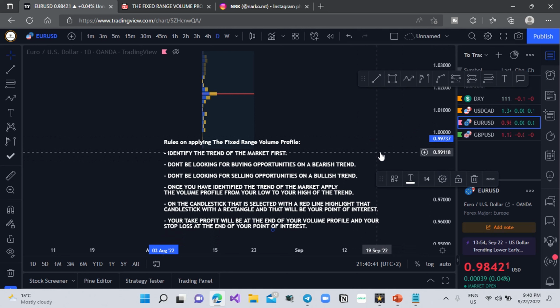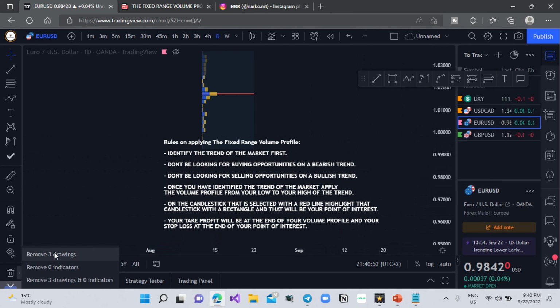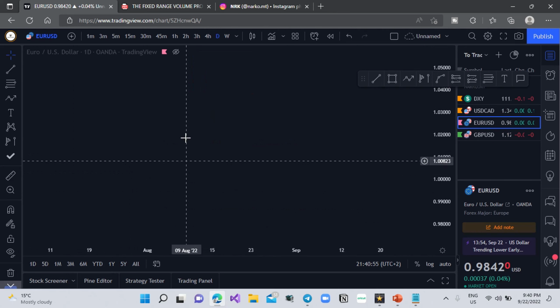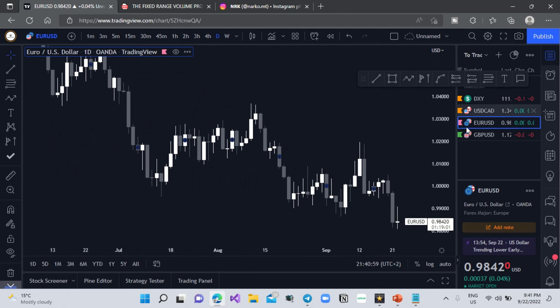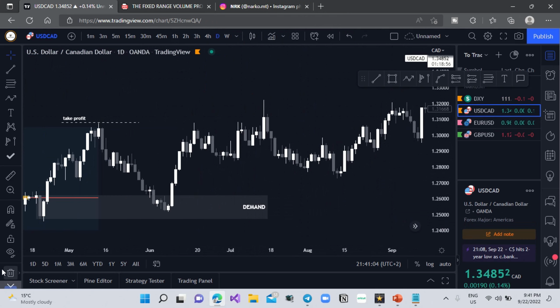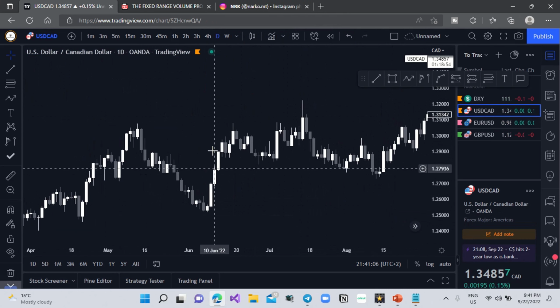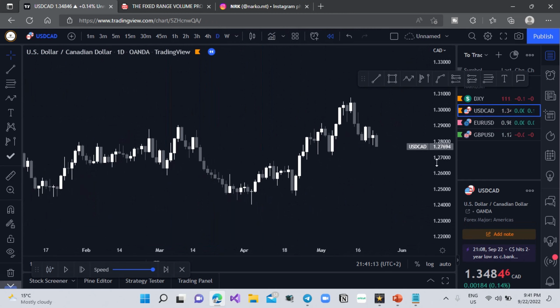And now let's move on to the markets and show you guys a few examples on how you go about using it. Okay, now let me just remove everything here, remove the drawings, and let's start with USD CAD. Okay, let me just remove everything also here. Okay, let's replay the market at this level here.